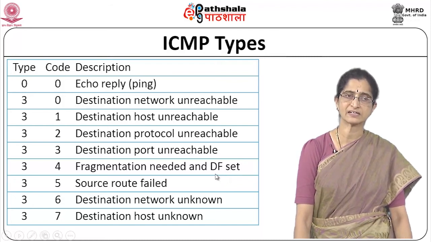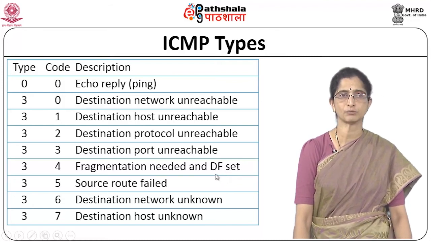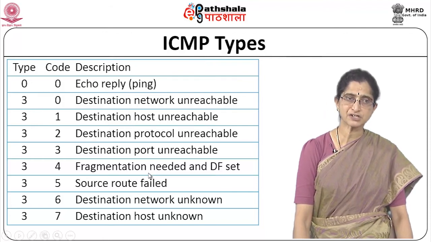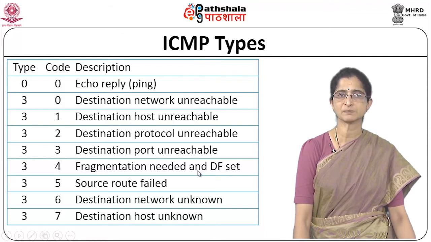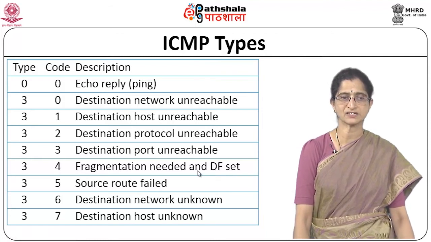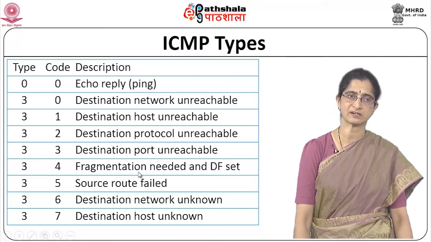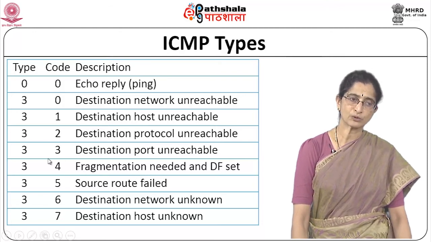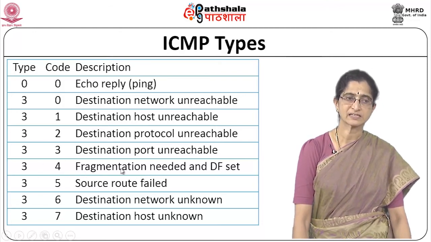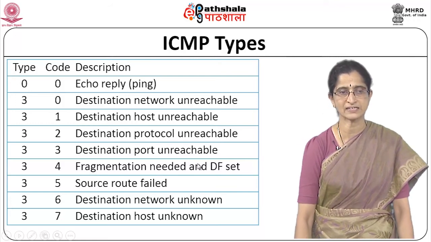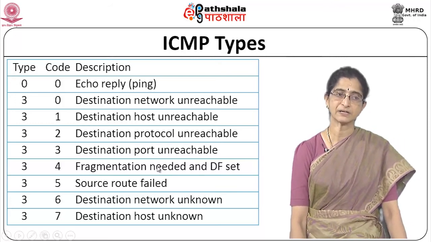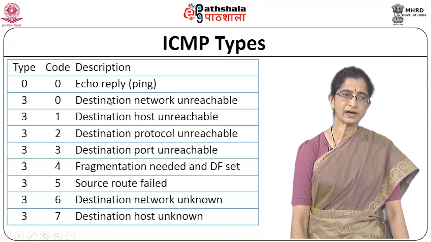Now when a DF flag is set, it means that this packet is not to be fragmented. But if fragmentation is required and the DF flag is set, obviously you will not be able to send this packet along to its destination, in which case you will not be able to reach the destination. So that also becomes a destination unreachable case. Only thing is, the reason is that fragmentation is needed and the DF flag is set. So these are different ICMP types that are possible under these two categories.